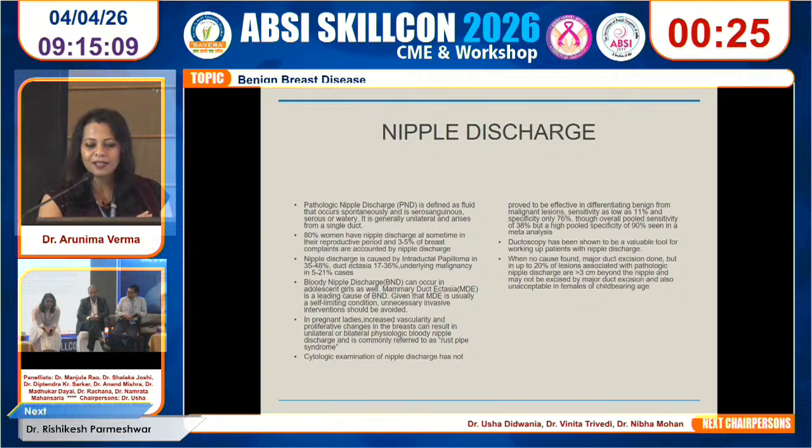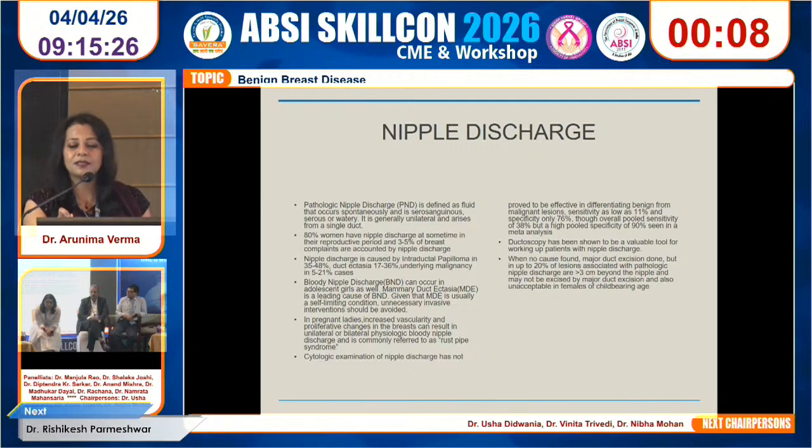So pathological nipple discharge is defined as fluid that occurs spontaneously and is serosanguinous, serous or watery, and is generally unilateral and arises from a single duct, not multiple ducts. 80% of women will have nipple discharge at some time, and it can be caused by intraductal papilloma in 35 to 48% of cases, duct ectasia in 17 to 36%, and underlying malignancy in 5 to 21%. Bloody nipple discharge can occur in adolescent girls as well, and this has been documented in literature.